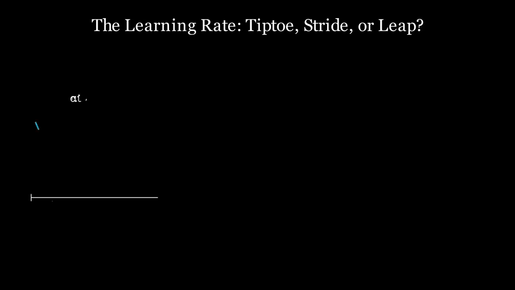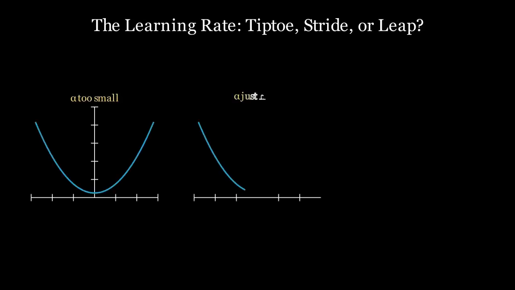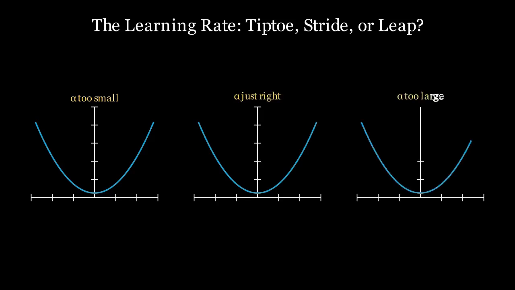How big should each step be? That's controlled by alpha, the learning rate. Think of it as the size of your boots. With tiny boots, you tiptoe safely but excruciatingly slowly. With well-sized boots, you stride elegantly to the minimum in a handful of steps.